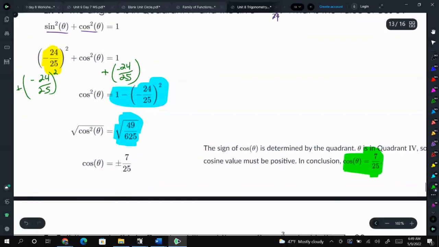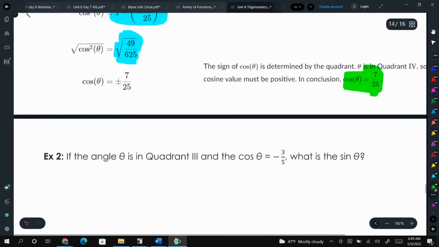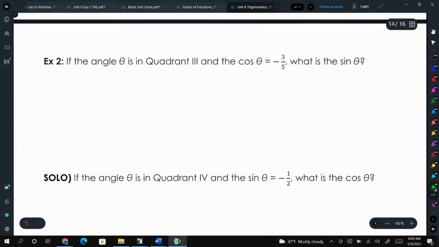So you'll notice that we did do some problems like this very early in the unit, and we drew up the triangle and solved it that way. This is just another way of solving those problems without drawing out the triangle. On the next page, we're going to do a couple, and it's going to make much more sense once we do these.